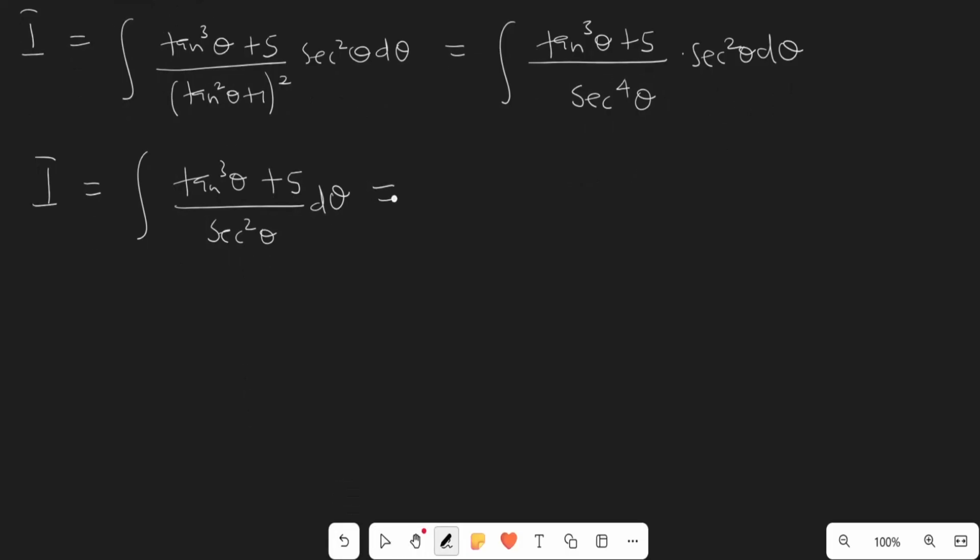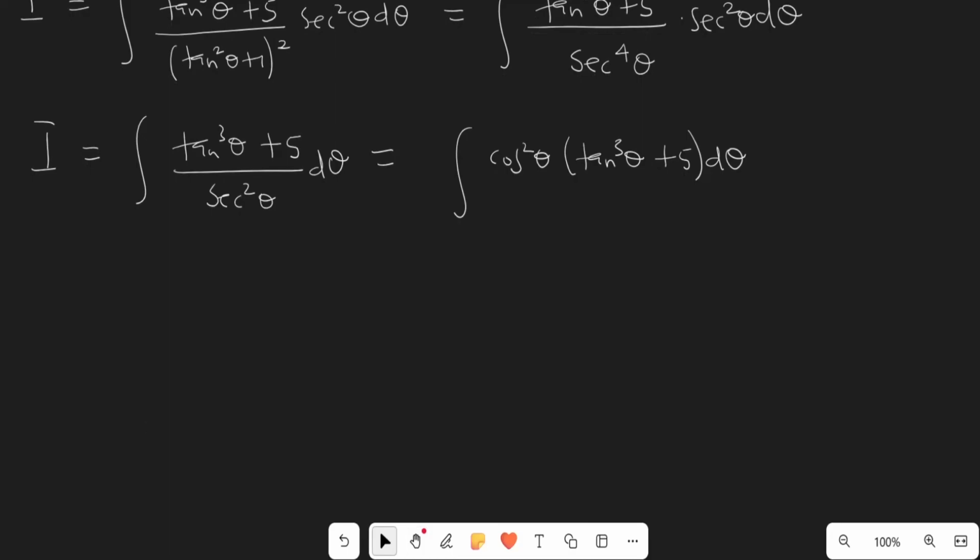Now secant squared theta is the same as 1 over cosine squared of theta, right? So 1 over the secant squared of theta is the cosine squared of theta. So this one is the integral of the cosine squared of theta multiplied by tan to the third power of theta plus 5 d theta. Because 1 over secant squared is the cosine squared.